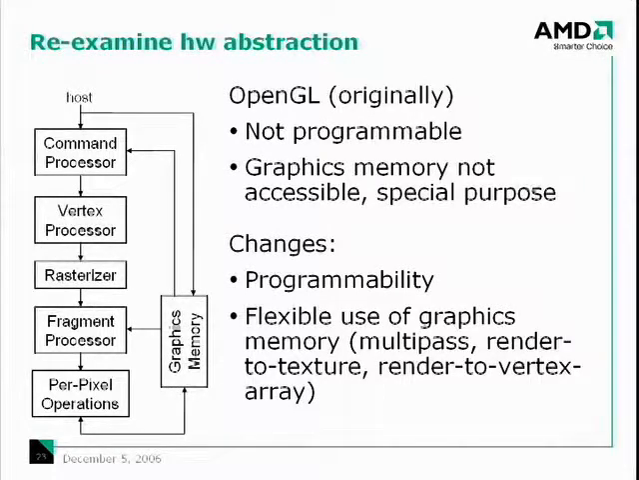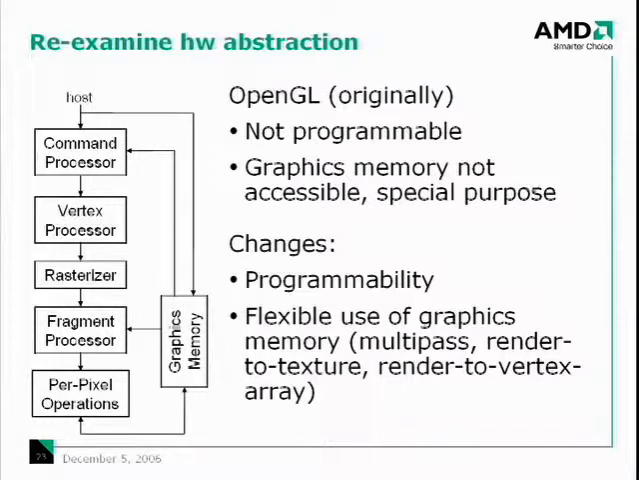So my idea about this from some time ago, and this picture reflects it because I don't have all the lines on here that now exist, is to look again at what the hardware abstraction is. OpenGL originally was not programmable. It wasn't meant to be. And graphics memory wasn't directly accessible. In fact, you had different kinds of graphics memory for the frame buffer, for texture memory, for storing vertices if you had such memory. But now it's all the same memory.